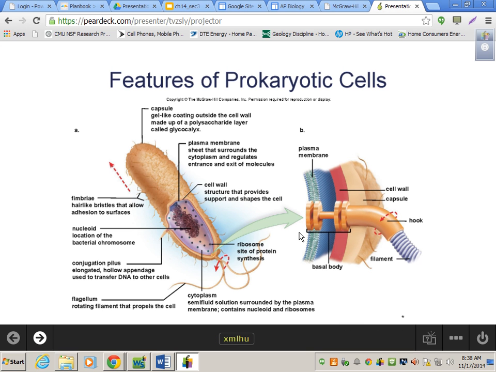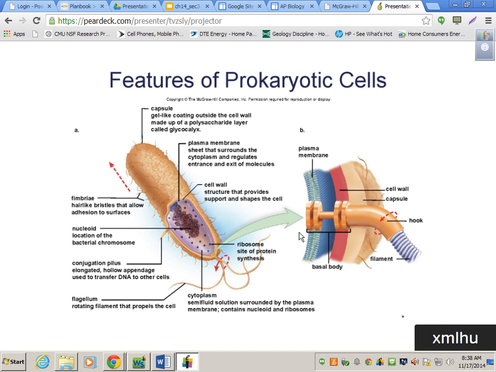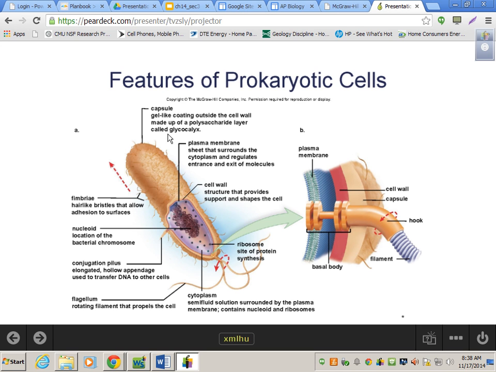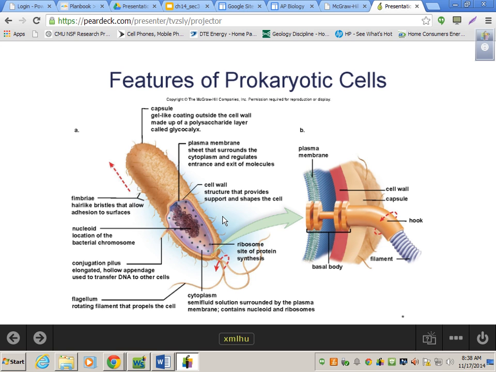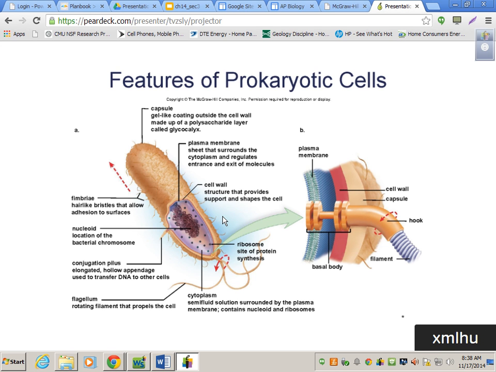So bacteria can have many different structures, and I guess we'll start on the outside in. They have a capsule, which is a gel-like coating outside of the cell wall made up of a polysaccharide layer called a glycocalyx. There's a fun new word for you, right? Glycocalyx. Underneath that, you're going to have a cell wall. This is a structure that provides support and shapes the cell. So the other one underneath that all cells have to have is a cell membrane or a plasma membrane.